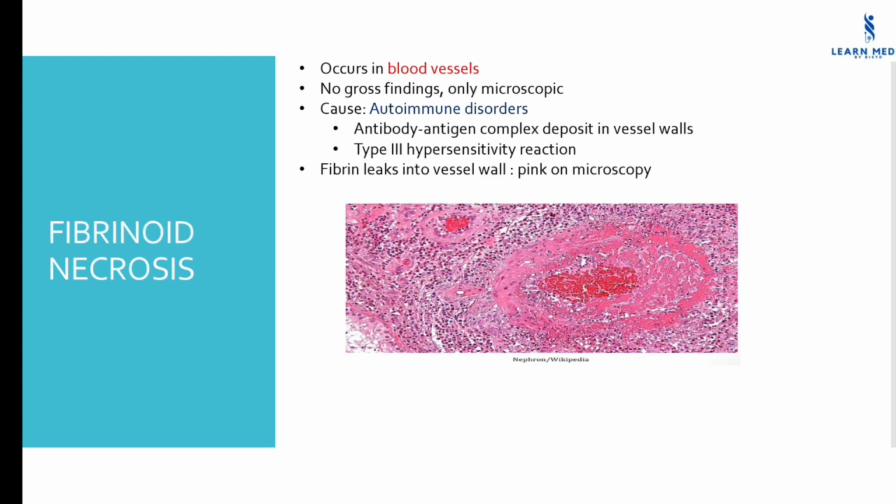The next type of necrosis is fibrinoid necrosis, which occurs mainly in blood vessels. No gross findings are present, only microscopic findings, because it occurs only in blood vessels.